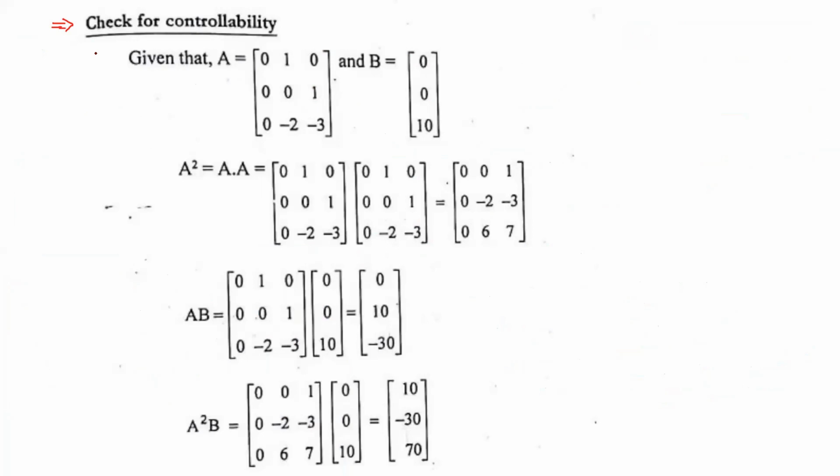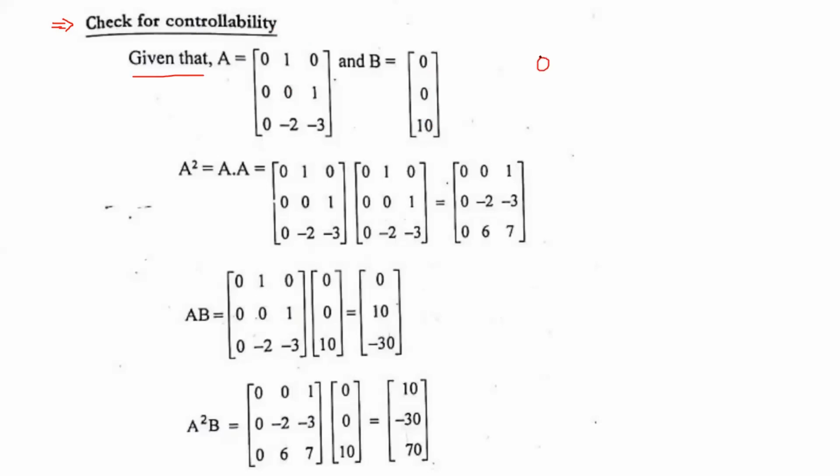We have to check the controllability. To check the controllability, we use Kalman's test, which was already covered in the previous class. Given that A is equal to 0, 1, 0; 0, 0, 1; 0, minus 2 and minus 3. The matrix B is 0, 0 and 10. Now to check the controllability, what does Kalman's test say?